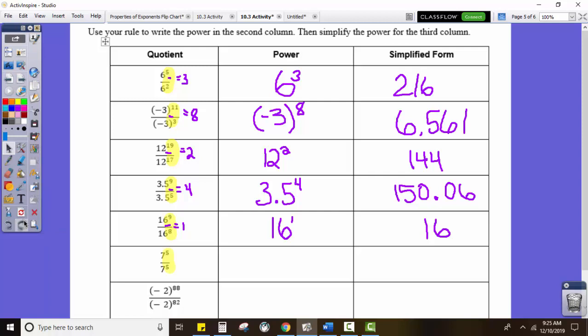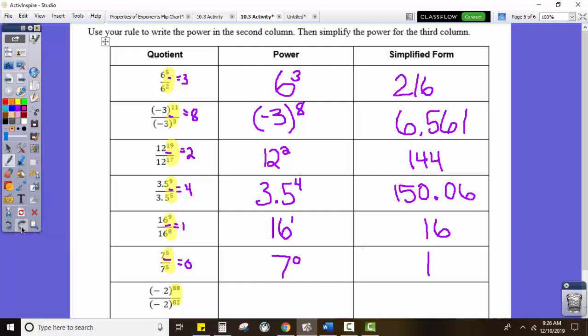Next one, 7 to the 5th divided by 7 to the 5th. So this should seem familiar to you from 10.4. When I subtract my exponents, 5 take away 5 is 0. So I have 7 to the power of 0. Anything to the power of 0, remember, is 1.